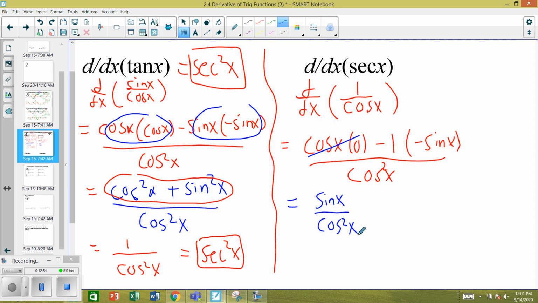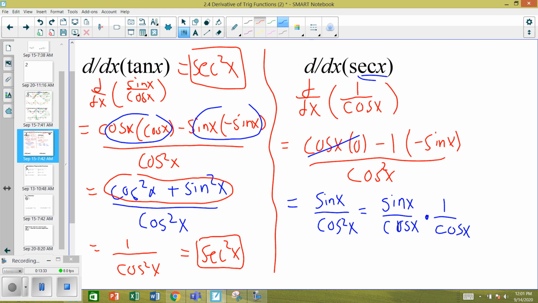Now, sure, it's fine to leave it that way, but there is an identity for the derivative of secant of x. So we want to simplify it a little bit more. This is the same thing as sine of x times 1 over cosine of x. I'm trying to split it apart if you can't tell. So sine times 1 over cosine. Do you see how all I did was just split it apart? Like if I multiply that across, I get sine of x over cosine squared x, right?